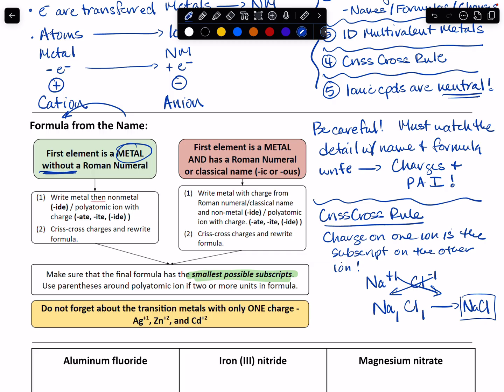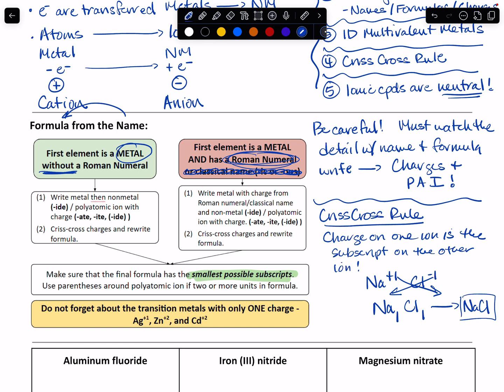Now what if instead we're reading the name and there's a Roman numeral present? You can see that there's this classical name. We are not doing that this year, so I'm going to just mark that out. We'll just ignore that. If there's a Roman numeral, that's telling you you have one of those multivalent metals. And the Roman numeral is the charge on the metal. So if the Roman numeral is 2, then that metal has a +2 charge. If the Roman numeral is 4, then it has a +4 charge. So the Roman numeral's job is to tell you what the charge is on that particular metal.